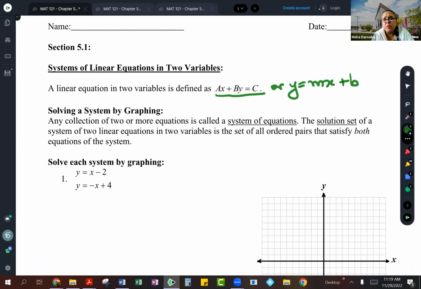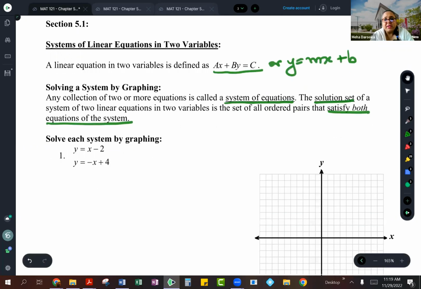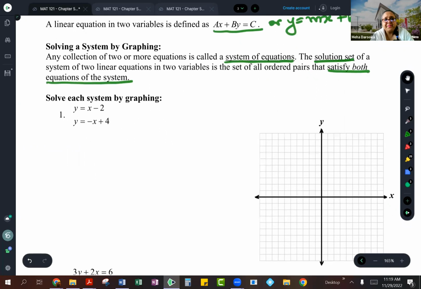Now, if we put two or more of these equations together, of course, then we end up calling them a system of equations. And when you are trying to find the solution for the system of equations, remember that it has to satisfy both the equations in your system. So that solution set, make sure, will satisfy both the equations in your system. So let's take a look at a quick example here with the graphing method.